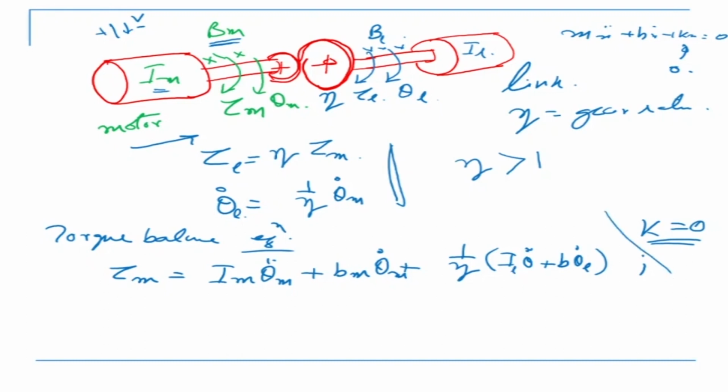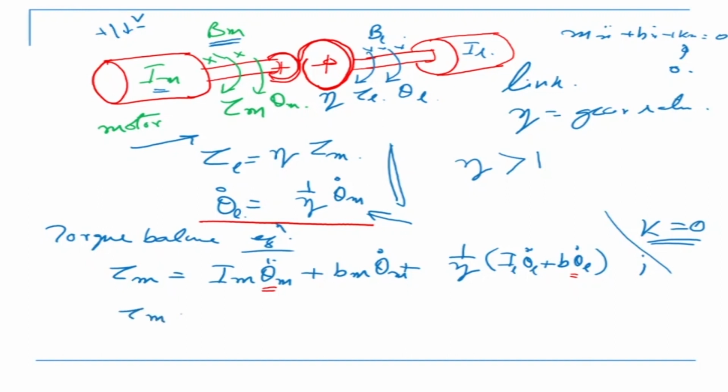Now I have this equation here which relates theta L and theta M. So there are two variables in this equation: one is theta M and the other is theta L. So I can convert all the theta L's into theta M's. How do I do that? I can use this equation and convert all the theta L's into theta M. Wherever there is a theta L, I will substitute it. So what would I get?